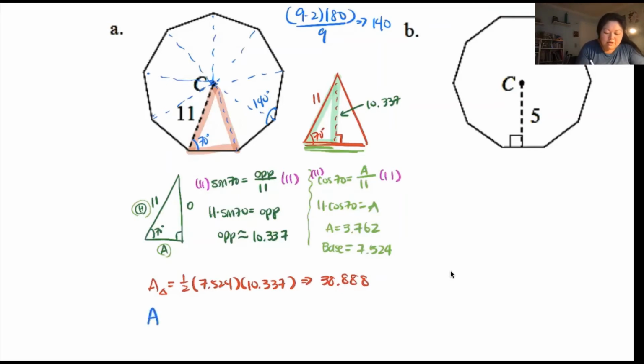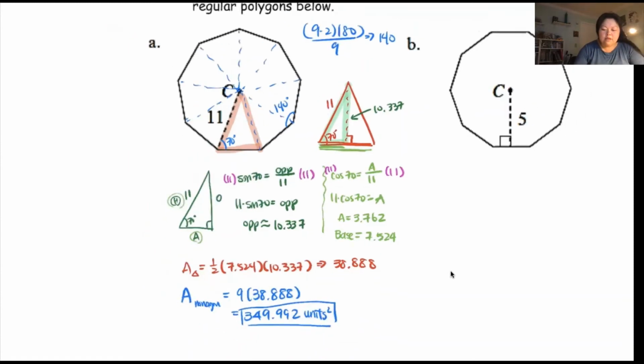Nonagon, it's hard to draw this, so nonagon, I think that's a lot easier. There's 9 of these triangles, so 9 times 38.888 gives me 349.992 square units.